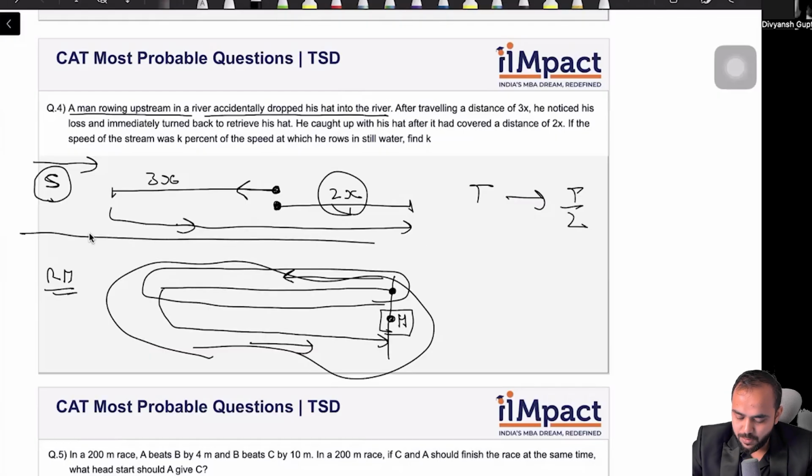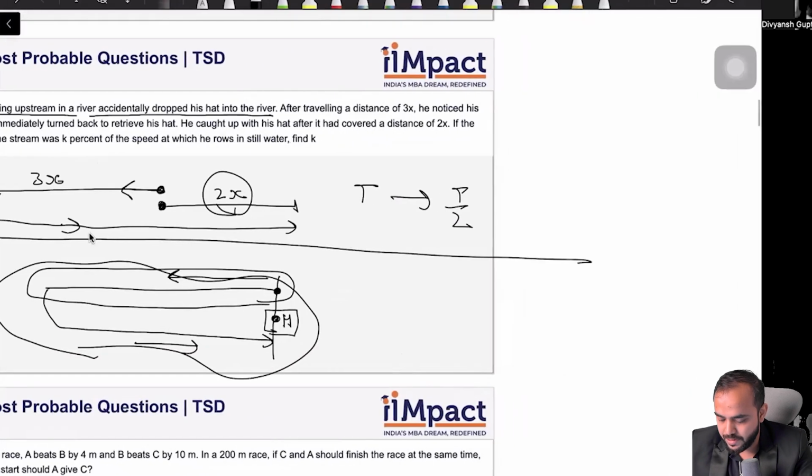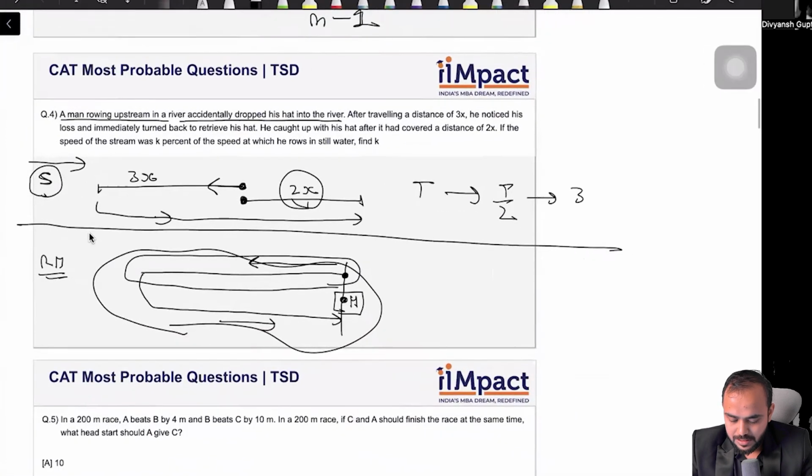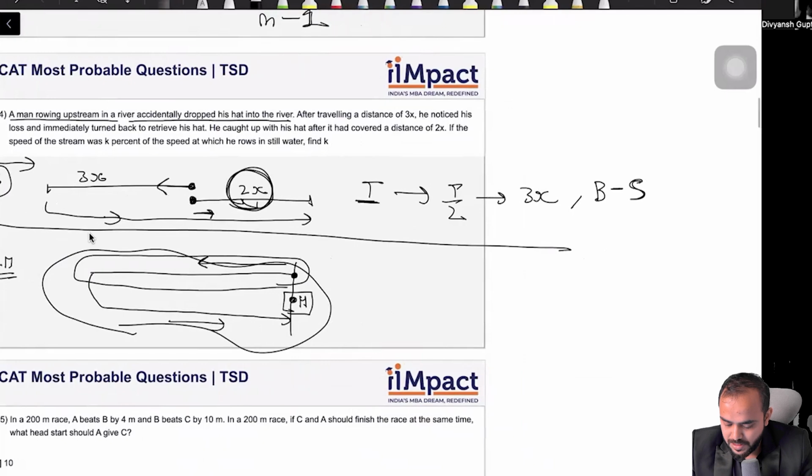Which means in our frame of reference, in t by 2 time period, the person would have traveled 3x distance with the speed of his rowing speed, which is boat, minus the speed of the stream, which is s. Now, in this time frame, in this current time frame only, because the speed of the hat is constant throughout, the hat traveled 2x distance in time period of t, which means the hat would have traveled in t by 2 time period a distance of x, because speed is constant.